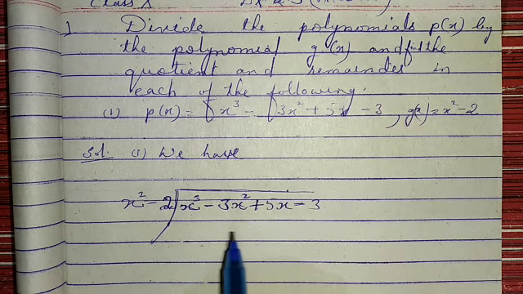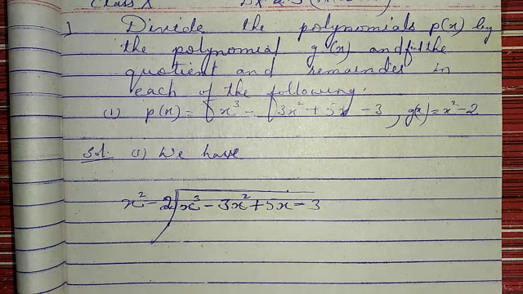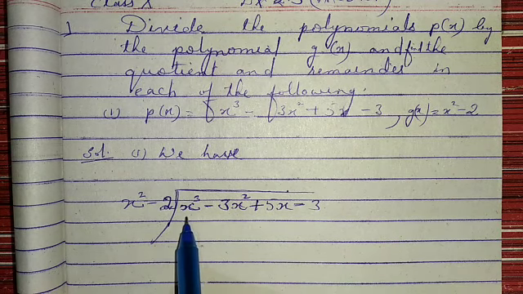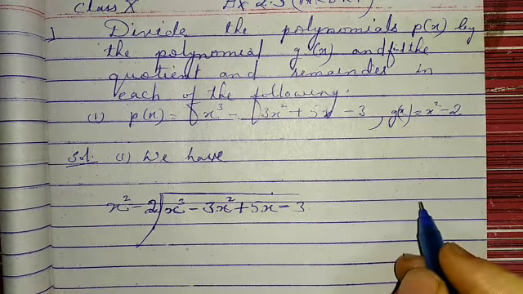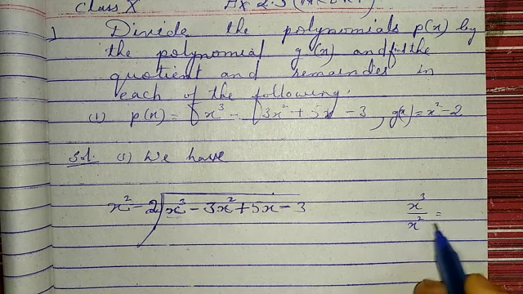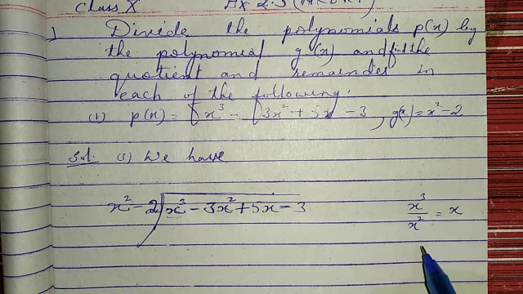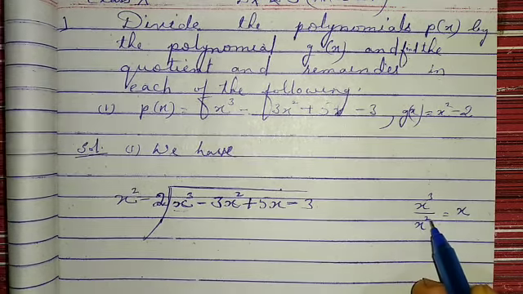So, what will be the first term in the quotient? How can you find the first term in the quotient? Divide the highest degree term of the dividend, that is x cube, by the highest degree term of the divisor, that is x square. If you divide it, what you will get? You will get x, because x cube means x into x into x and x square means x into x. Then both the x's will cancel, only one x is left. So write x here.